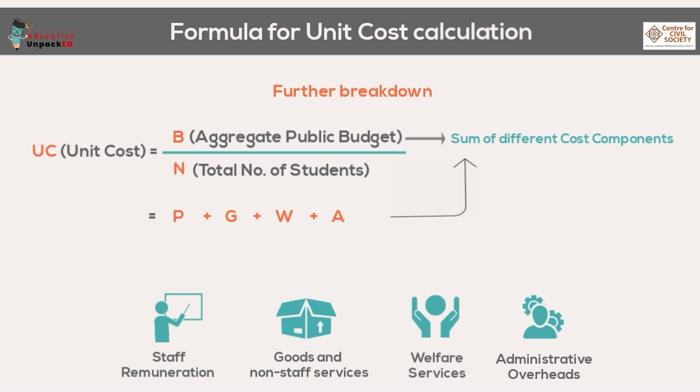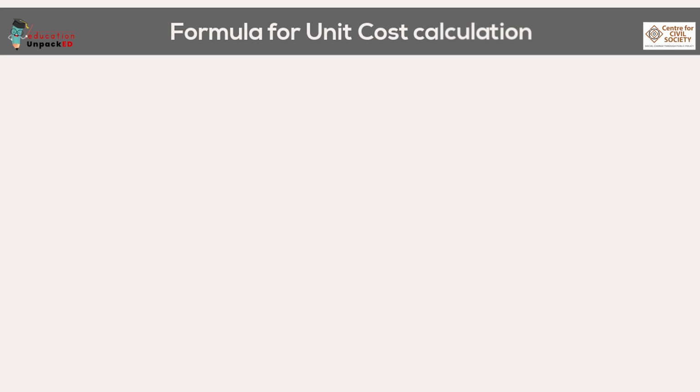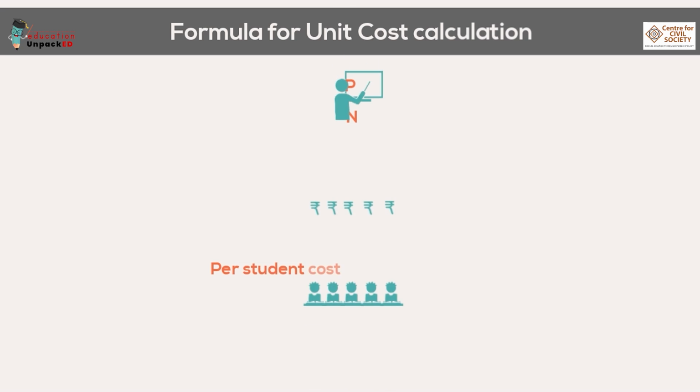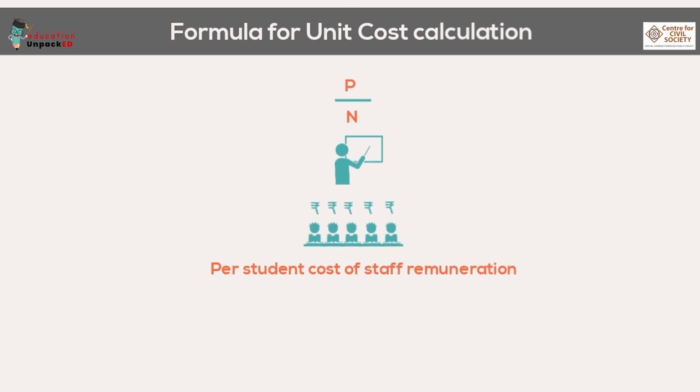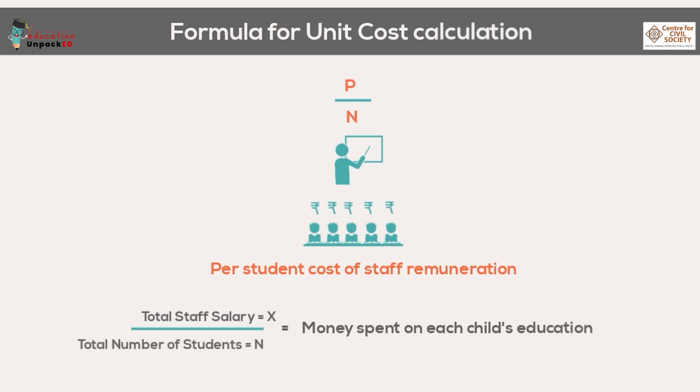All of these different cost components add up to make the overall budget. And to find out the per student spending on any of these individual components, you just have to divide them by N, or the number of students. For example, in the formula, P divided by N tells us the per student cost of staff remuneration. So if total staff salary is X amount, we can divide by the number of students and find out how much we are spending on each child's education in terms of paying the teachers to teach them.